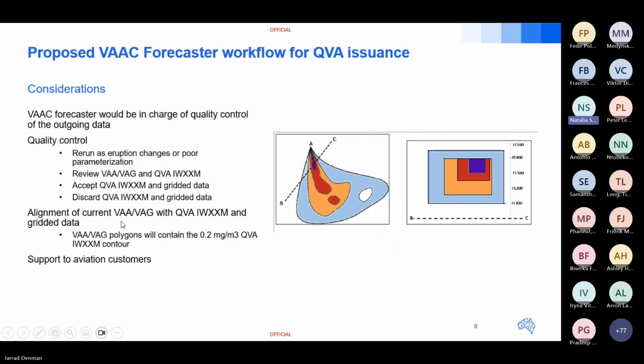The alignment of the VAG with the QVA IWXM file and gridded data: the VAA polygon will contain the 0.2 milligram per meter cubed QVA IWXM contour. So your VAA still will cover everything that's in that IWXM file. But then also they'll be able to provide some support to aviation customers. If there's questions on what the data is representing or maybe trying to understand it, the forecasters will be able to support that.